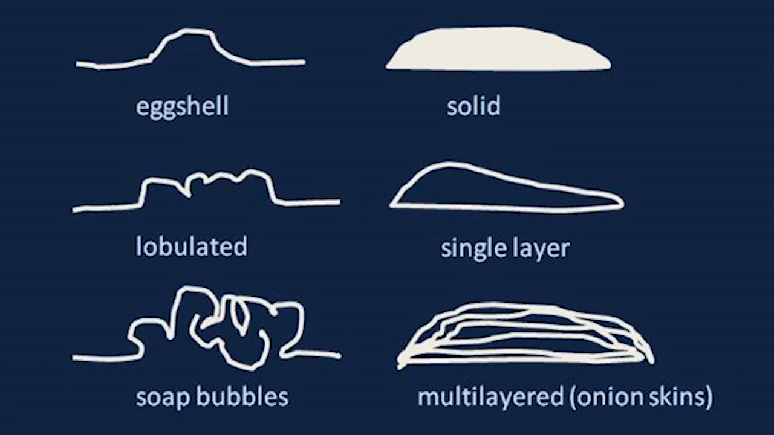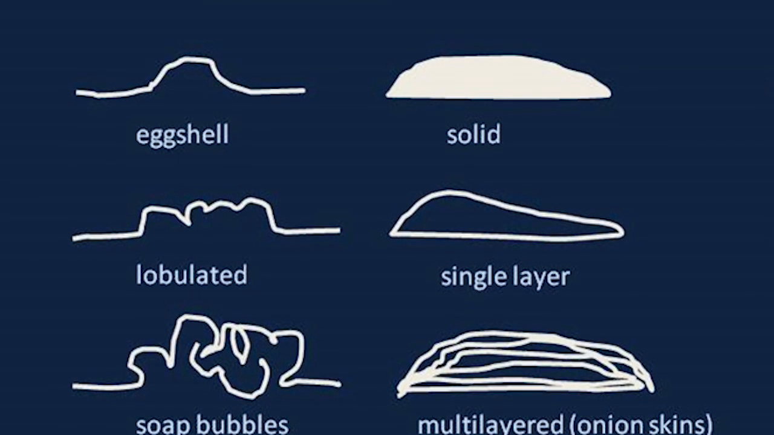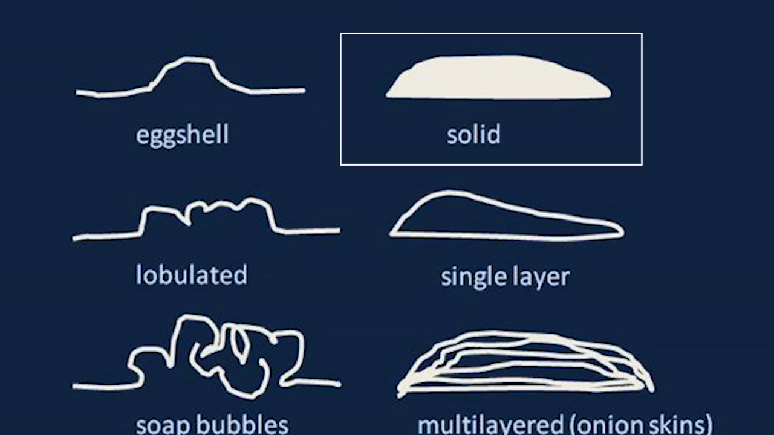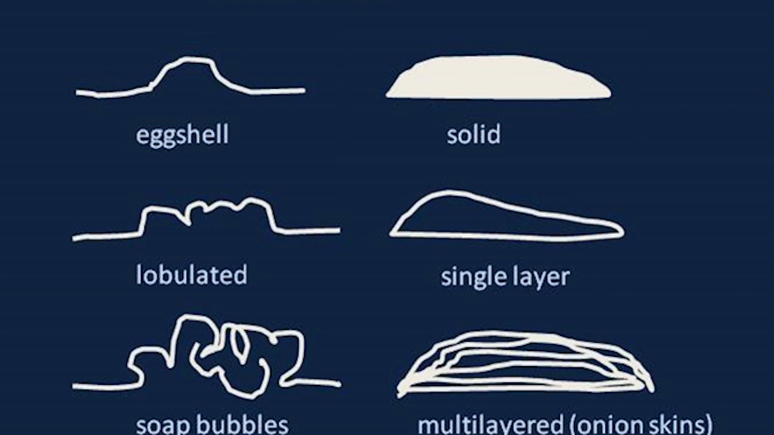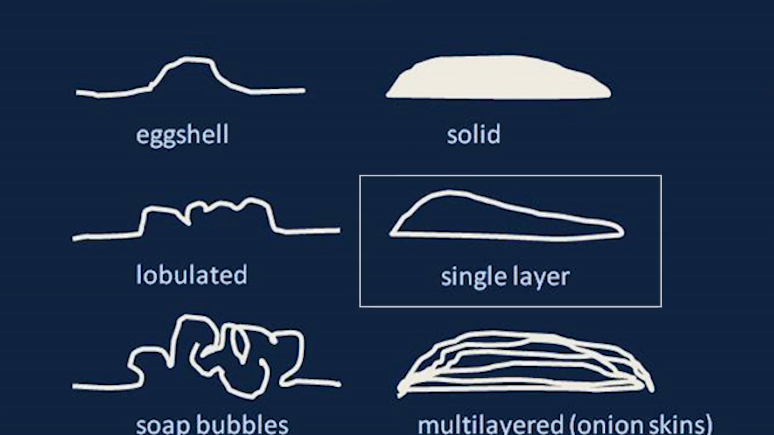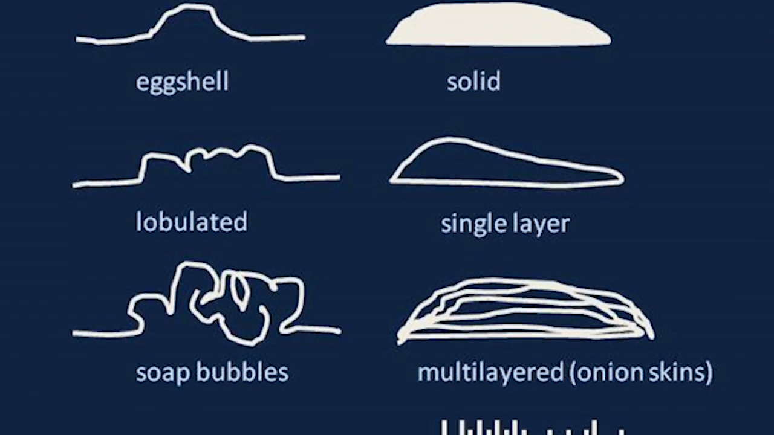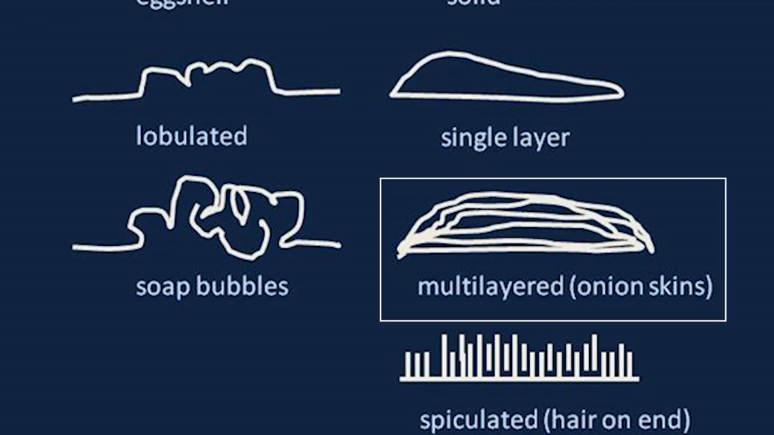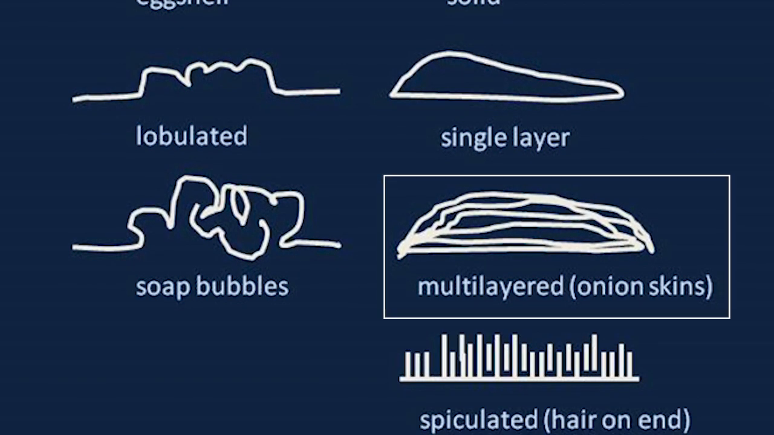Whenever periosteal reaction or periosteal elevation is filled with a solid mass that may be bone, it is called solid periosteal reaction. Similarly, if a single layer of periosteum elevates, it will be called single layer periosteal reaction. And when there are multiple layers covering the periosteum, just like an onion skin, it is called multi-layered periosteal reaction.